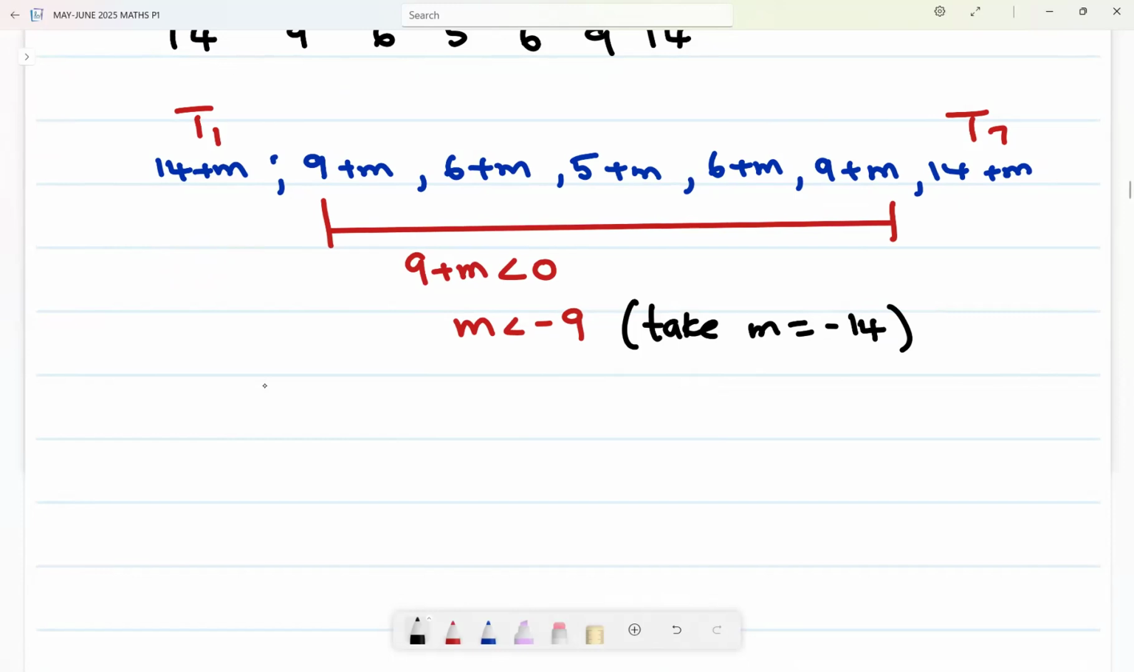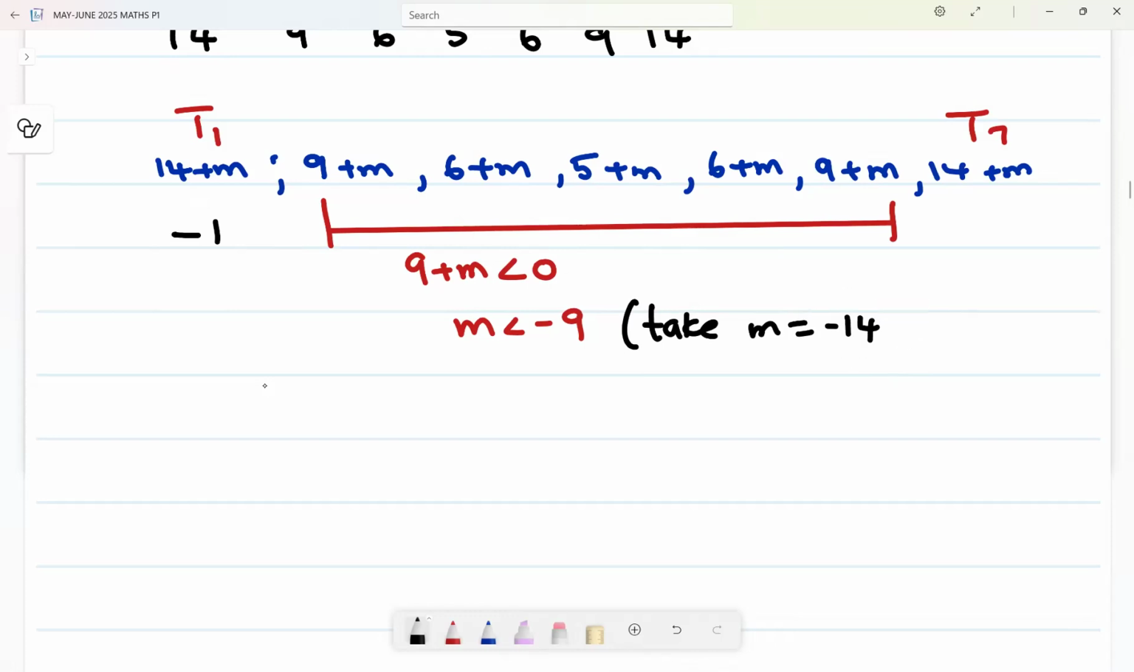If m is equal to negative 14, it's going to be 14 minus 14. It's going to be 0. Okay? It's not negative. It's not positive. It's fine. But if m was to become negative 15, do you agree this is going to be negative 1? So we just stop there. We do not want m to become negative 15. So it means m can be negative 14, but not more than this.